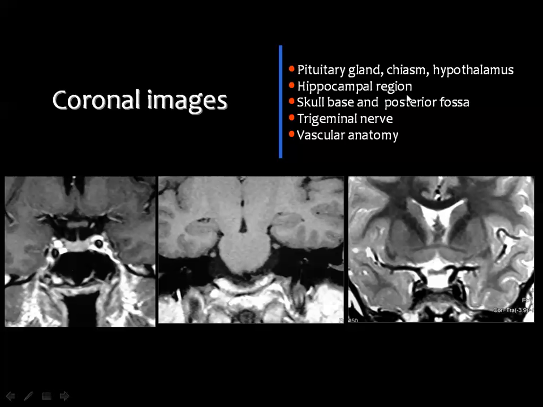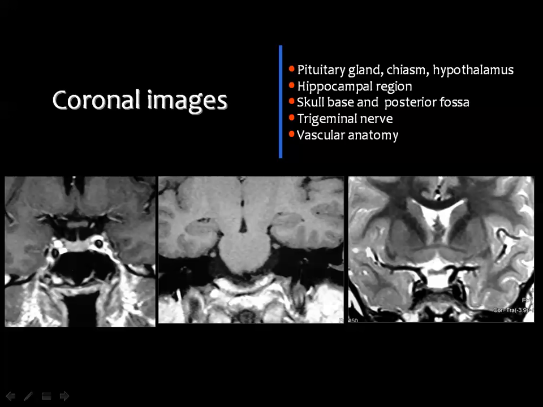The coronal images are not part of the protocol, but they are essential whenever you are assessing a case of seizures or epilepsy to evaluate the hippocampal area. Also, it is very important in evaluation of the pituitary gland and the cavernous sinuses, the chiasm in the hypothalamic area, and also assessment of the skull base. If there is a lesion coming from the nasopharynx, for example, destroying the skull base, getting intracranially, then you can appreciate it easily in the coronal images.